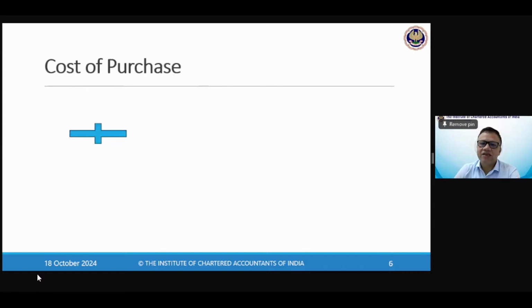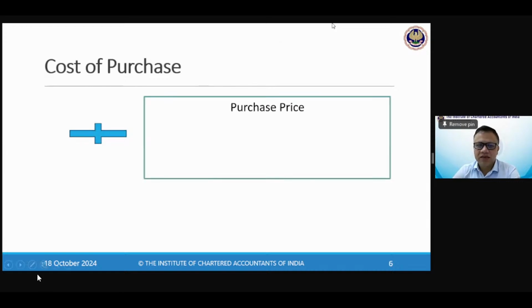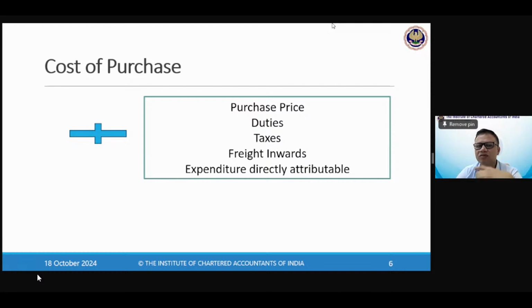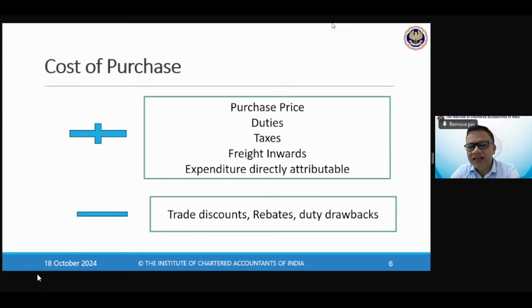Now we will first see what the cost of purchase is. All the purchase price, duties, taxes, and freight inwards, normally whatever is mentioned in the supplier bill, expenditure which you can directly attribute to this, is the cost of purchase. And what you subtract from there: any trade discounts, because you get a discount on this, so it will not be a cost of purchase. Rebates, duty drawbacks, because you will not pay for that. You are getting exemption for that. So they will not come under the cost of inventory.